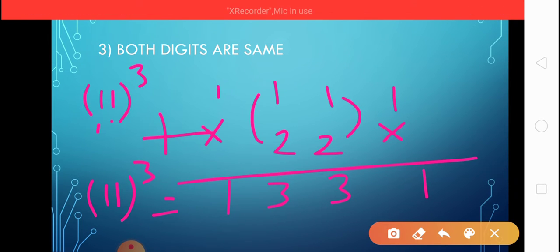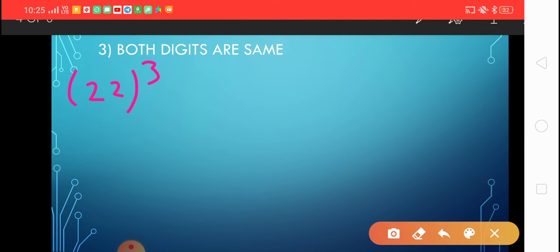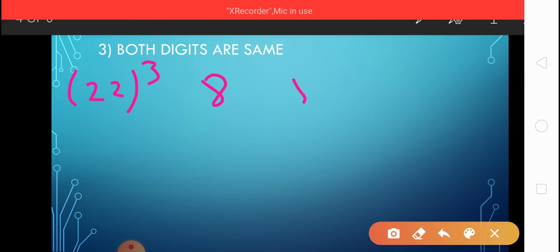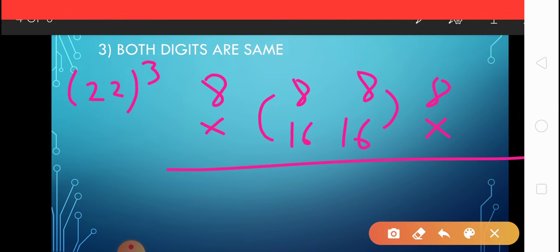Let's take one more example, that is, let's move with 22 cube. What we have to do, the repeating digit is 2, so we have to write the cube of 2 four times. It is 8 8 8 8. Then exclude the first and last position, double it, it is 16. Here also it is 16. Simply add it: 16 plus 8, it becomes 24. 4 here, 2 goes to carry.